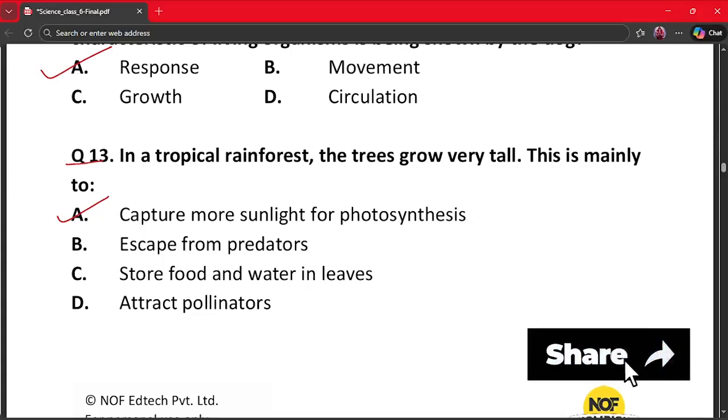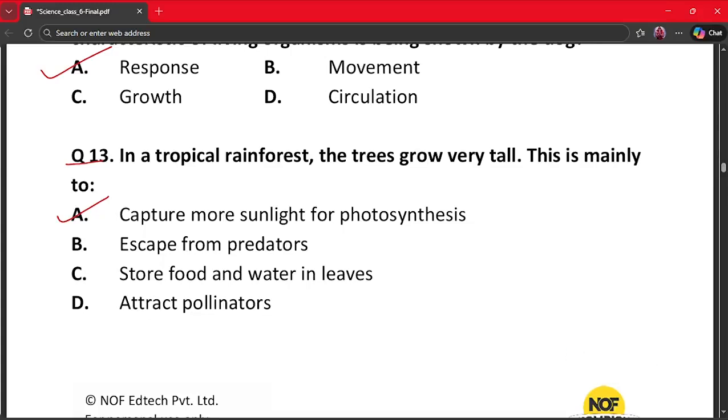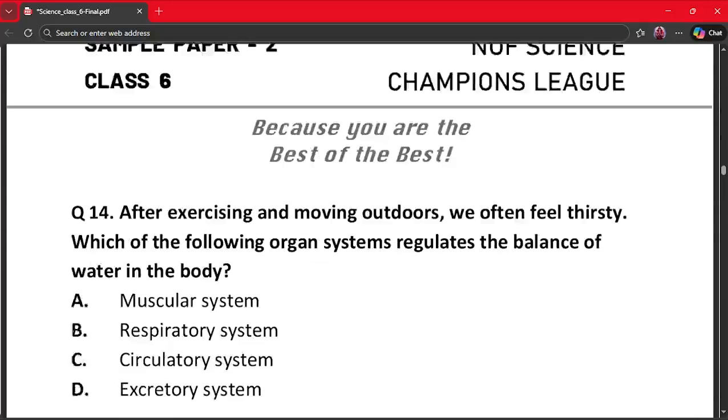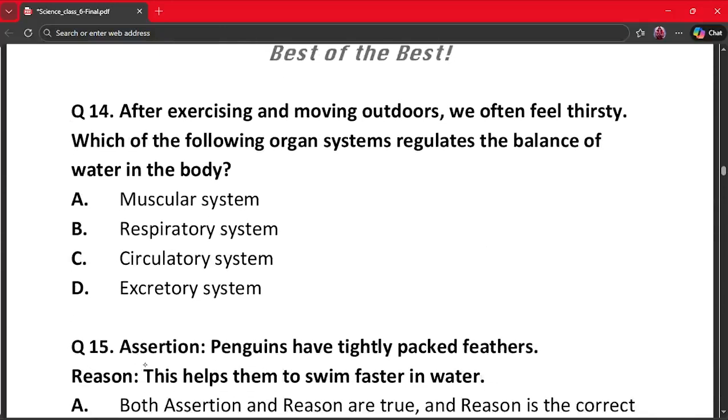So sunlight is limited in the rainforest, so trees grow tall to reach sunlight. More sunlight helps in photosynthesis. This ensures food production. So capturing sunlight is the main reason. Our next question is question number 14.